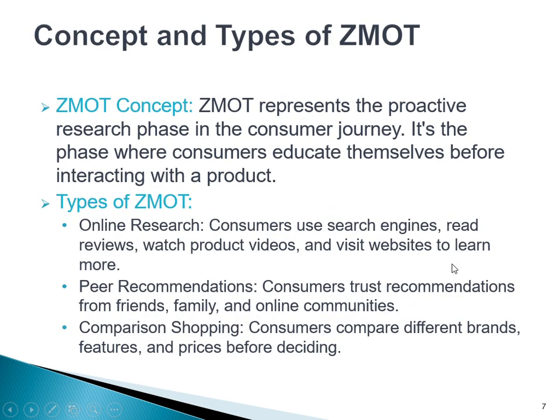So now the concept and types of ZMOT. What is the ZMOT concept? Basically, it is the online research phase in the consumer decision-making process. It's when consumers use online resources to inform their purchasing decisions. This could involve reading reviews, comparing prices, seeking recommendations on social media, etc. So the simple concept of ZMOT represents the proactive research phase in the consumer's journey. It is a phase where consumers educate themselves before interacting with the product.